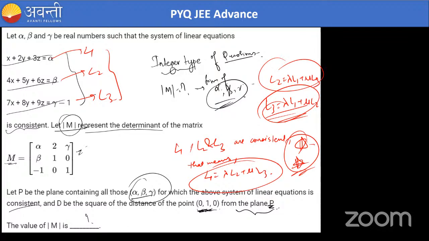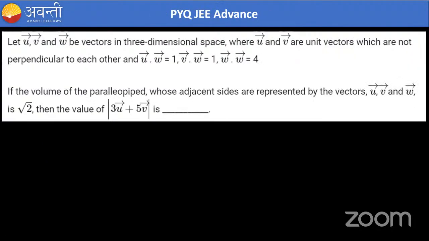So I hope you guys understood this question. Let us try to solve another question and get to the answer. Now, in this question, what we have been asked is: let u bar, v bar and w bar be vectors in three-dimensional space where u bar and v bar are unit vectors which are not perpendicular to each other. So, first of all, this is a question based on vectors, guys. So, in between one or two questions are based on vectors.